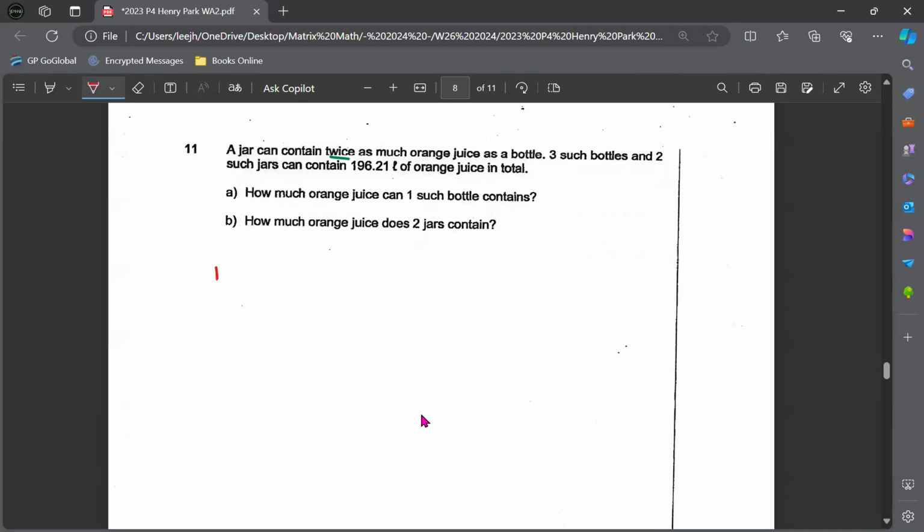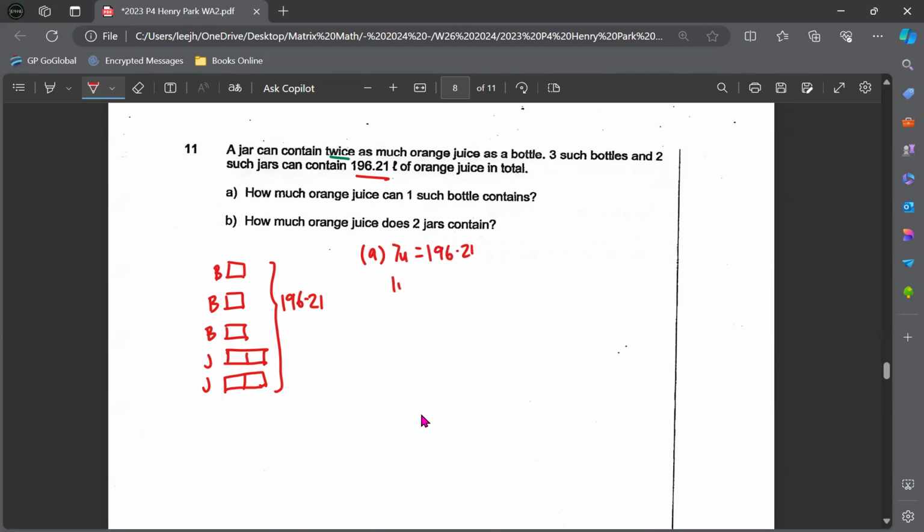So you got three bottles, right? Bottle, bottle, bottle. Two jars. And it says that a jar holds twice as much orange juice, so jar will be two units represented. Bottle just one. So we're going to stack it. Every bottle is just one, and every jar is two. Total can hold 196.21 liters. So we know over here how many units altogether, which is actually, we do A first, 7 units.